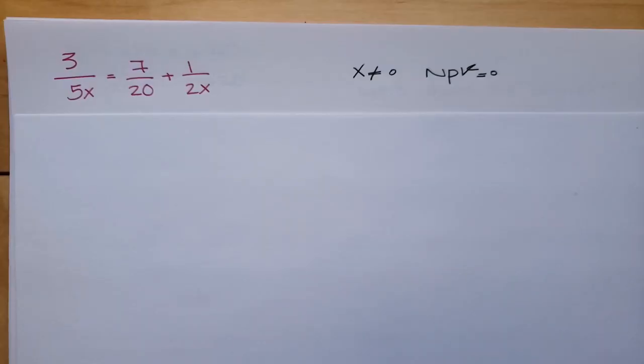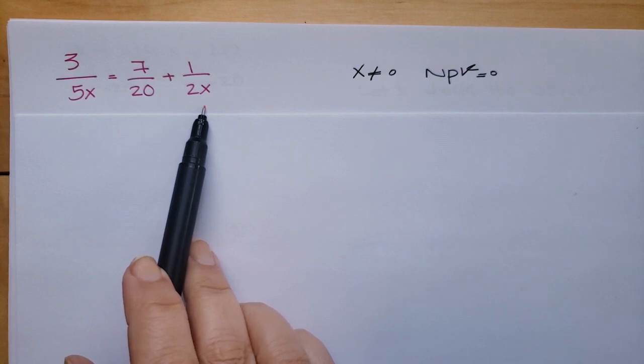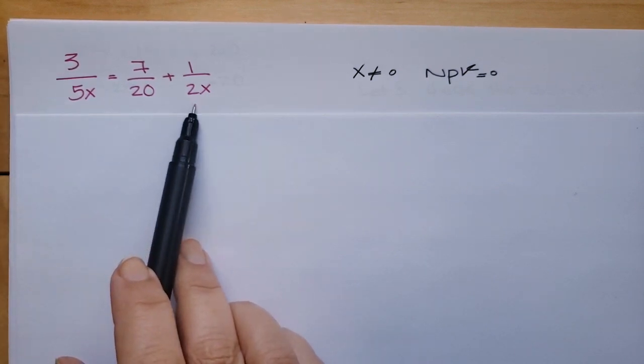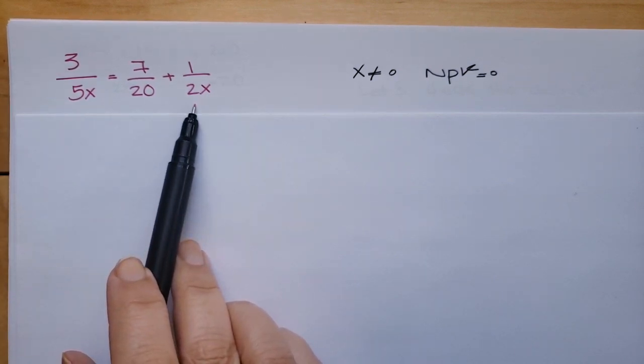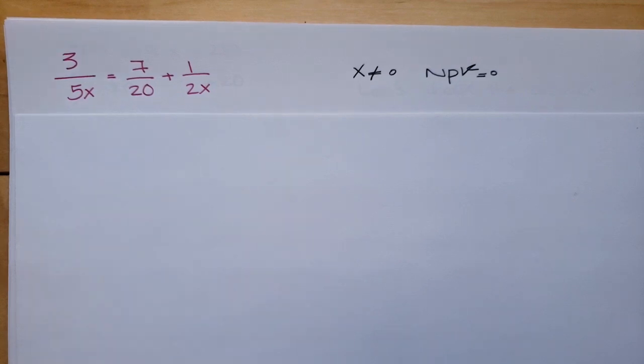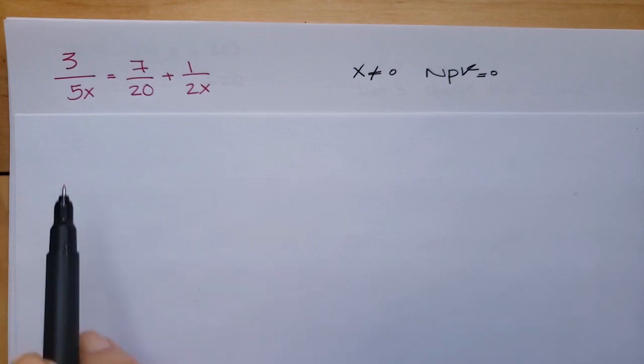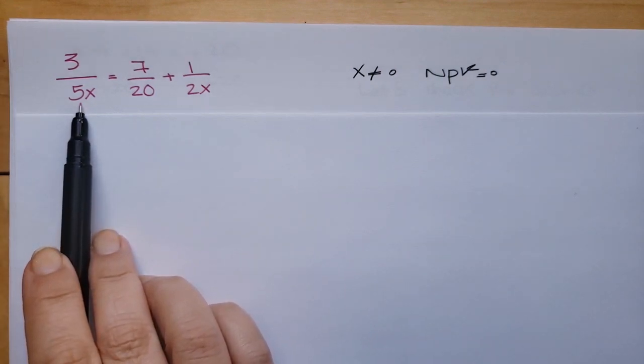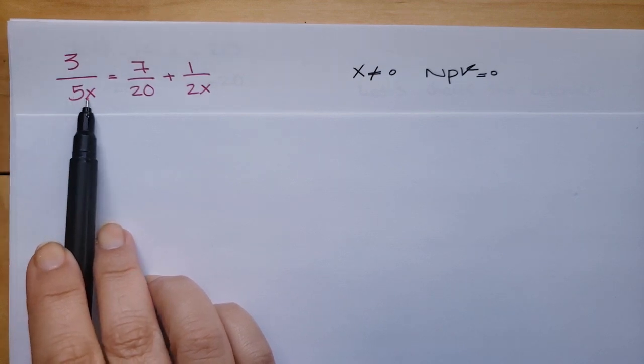So let's start with a simple rational equation. Here I have 3 fractions. Each of them has a different denominator, but let's remember the first step is identifying the NPV. So I have to look for the values which make the denominator of each fraction 0. So here 5x should never be 0. Okay, so what value makes the 5x 0?